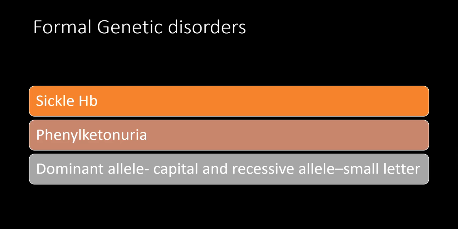Dominant allele and a recessive allele. Now what I'm trying to say here is that all the genes are shown by alleles. When they are dominant, they are shown by capital letters, and when they are recessive, they are shown by small letters. Okay, that is how they are symbolized.